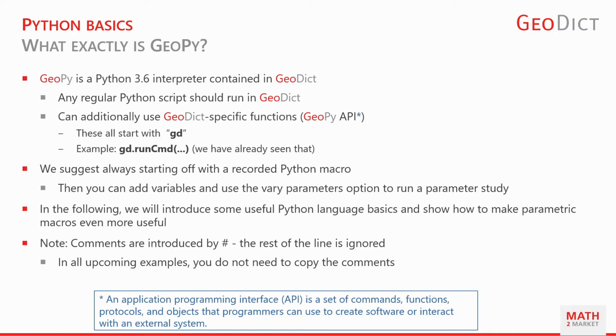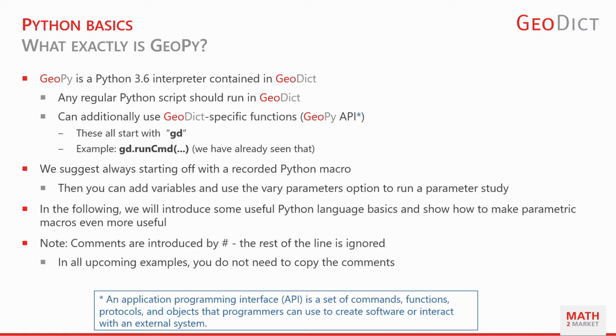An API is a set of commands, functions, protocols, and objects that programmers can use to create software or interact with an external system. The GeoDict API commands all can be recognized by the prefix GD. In fact, we have already seen a GeoDict-specific function. The gd.run command that is used to run the commands which are saved from the user interface. We used it to generate a fiber structure.